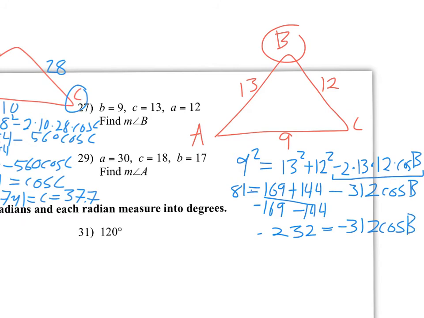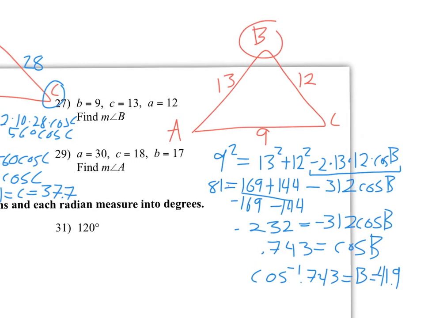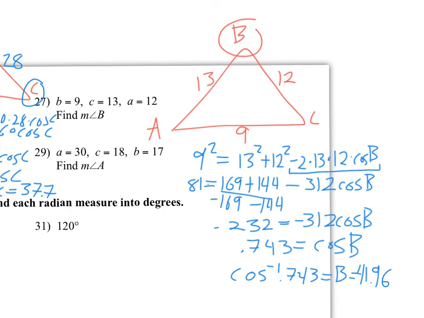Divide by negative 312. We get 0.743 is equal to cosine of b. The inverse cosine of 0.743 is equal to b, which in this case is 41.9. It's 0.96, that's really 42-ish. But I ran out of room. Let's make some. There you go, 41.96.